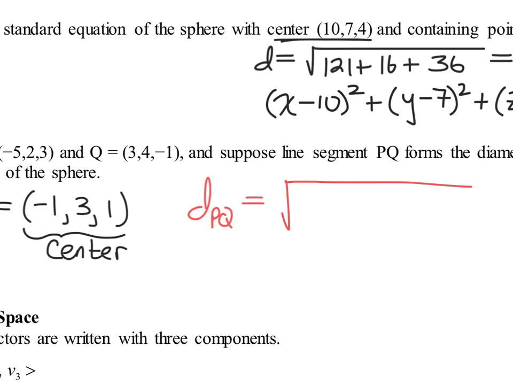Right? So the difference between these 2 corresponding values, -5 minus 3 is -8. And then we square that, so 64, plus 2 minus 4 is -2 squared is 4, 3 minus -1 is 4, squared is 16. All right, so we're looking at 84, square root of 84. And that would represent the distance, but it's specifically the diameter.